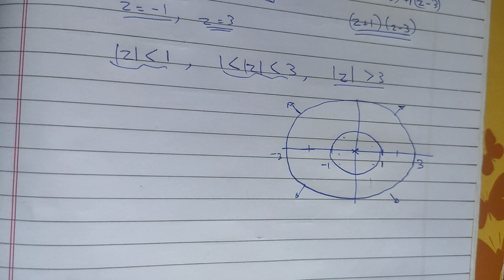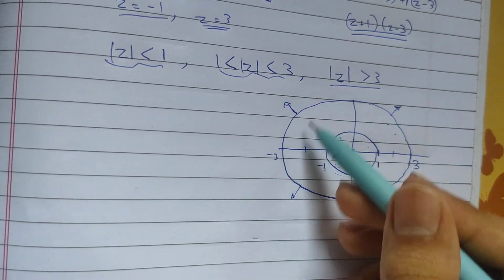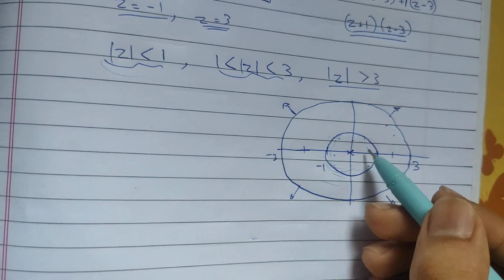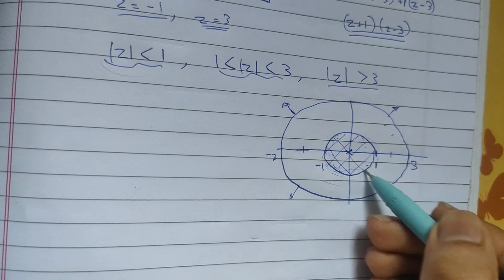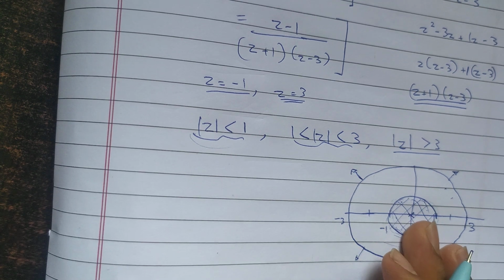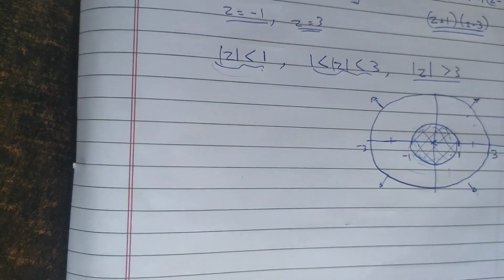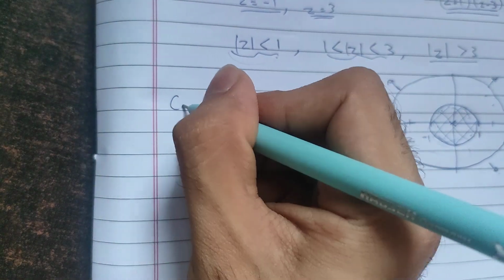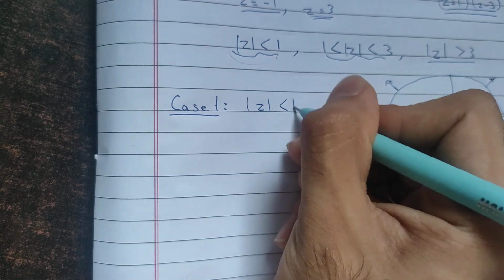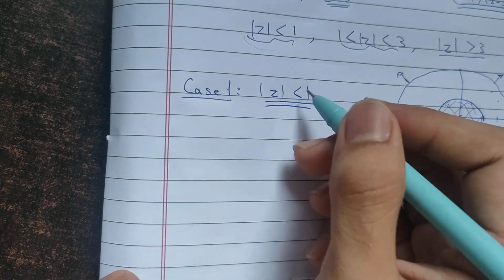Now, if you see the intersection of these two regions, like this one and the mod z equal to 3 one, it is this, no? Mod z less than 1. Yeah, so this is the intersection. So in this region, our Taylor series and Laurent series would be the same. That is, when mod of z is less than 1 as well as mod of z is less than 3. So case 1 is mod of z less than 1. This is basically the one for Taylor and Laurent.